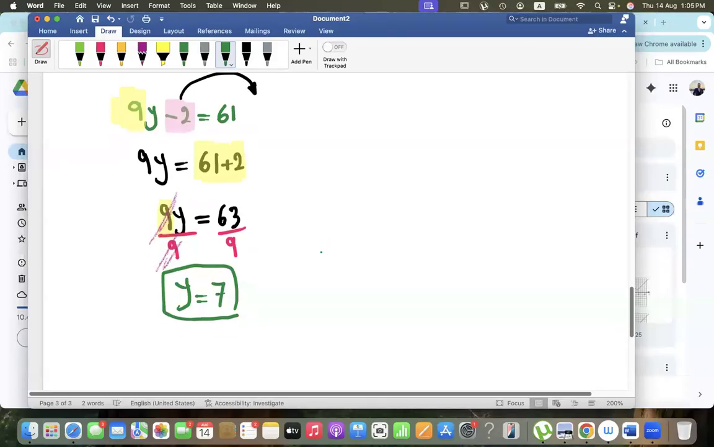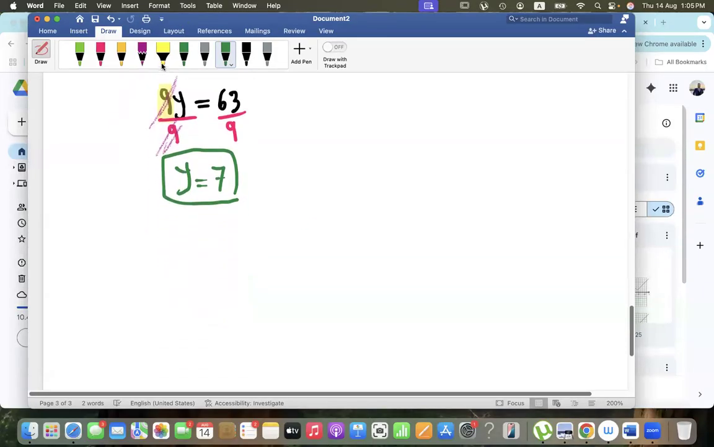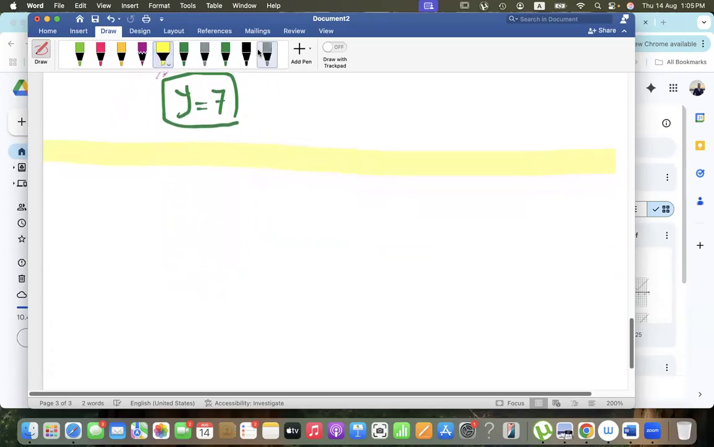Another question, and let's make it a little bit harder. So if I say here 5 times the bracket 2m minus 4 equals 50.